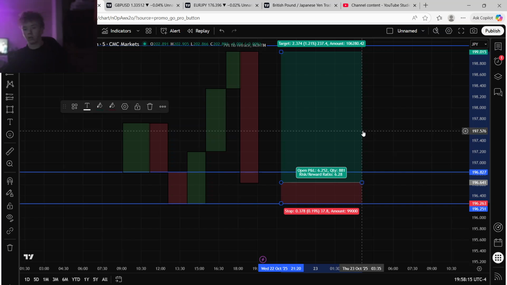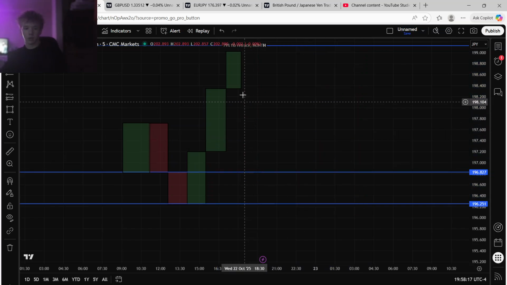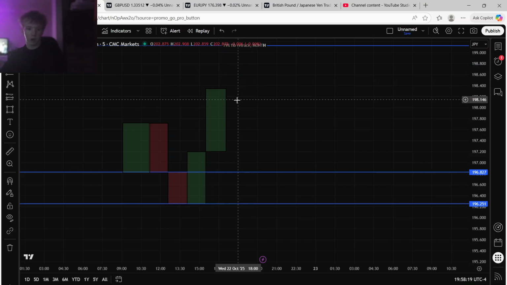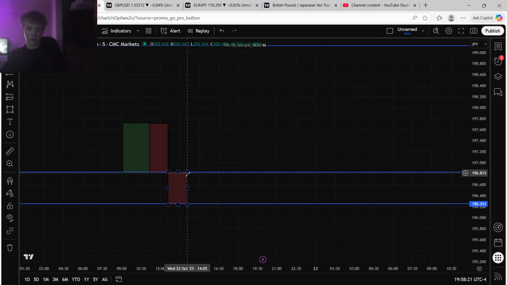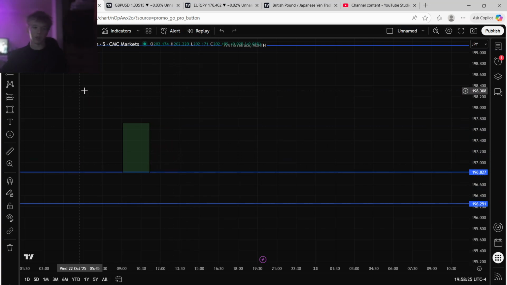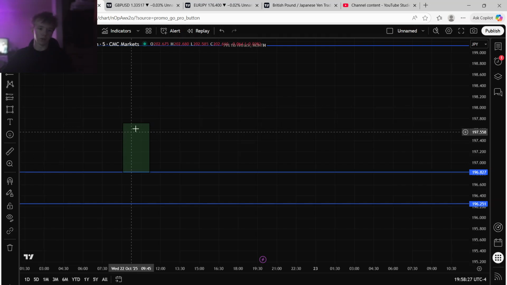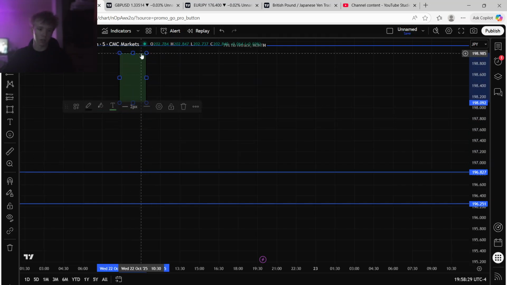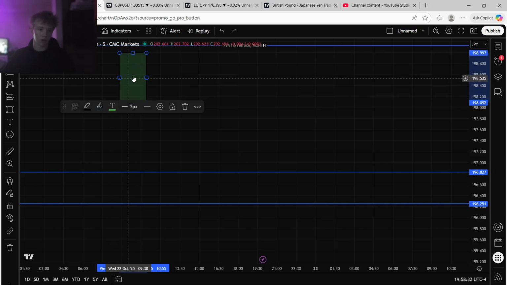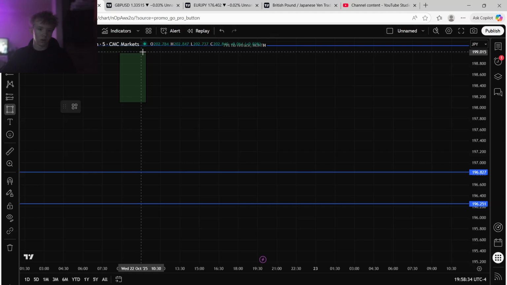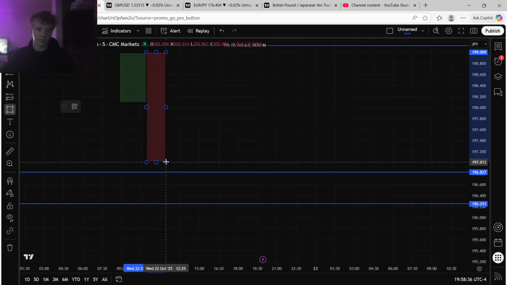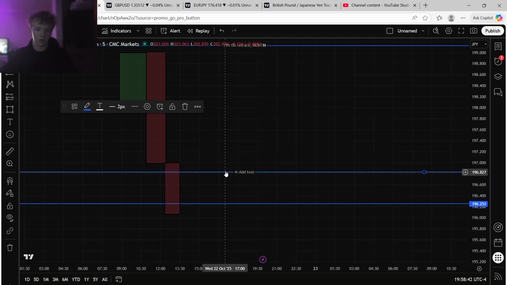See, it's that simple. We'll do a quick example of it on the bearish side, just because I could see people getting confused with this one, and I wouldn't blame you for getting a little confused. So that's green, and then red, red, delete these.